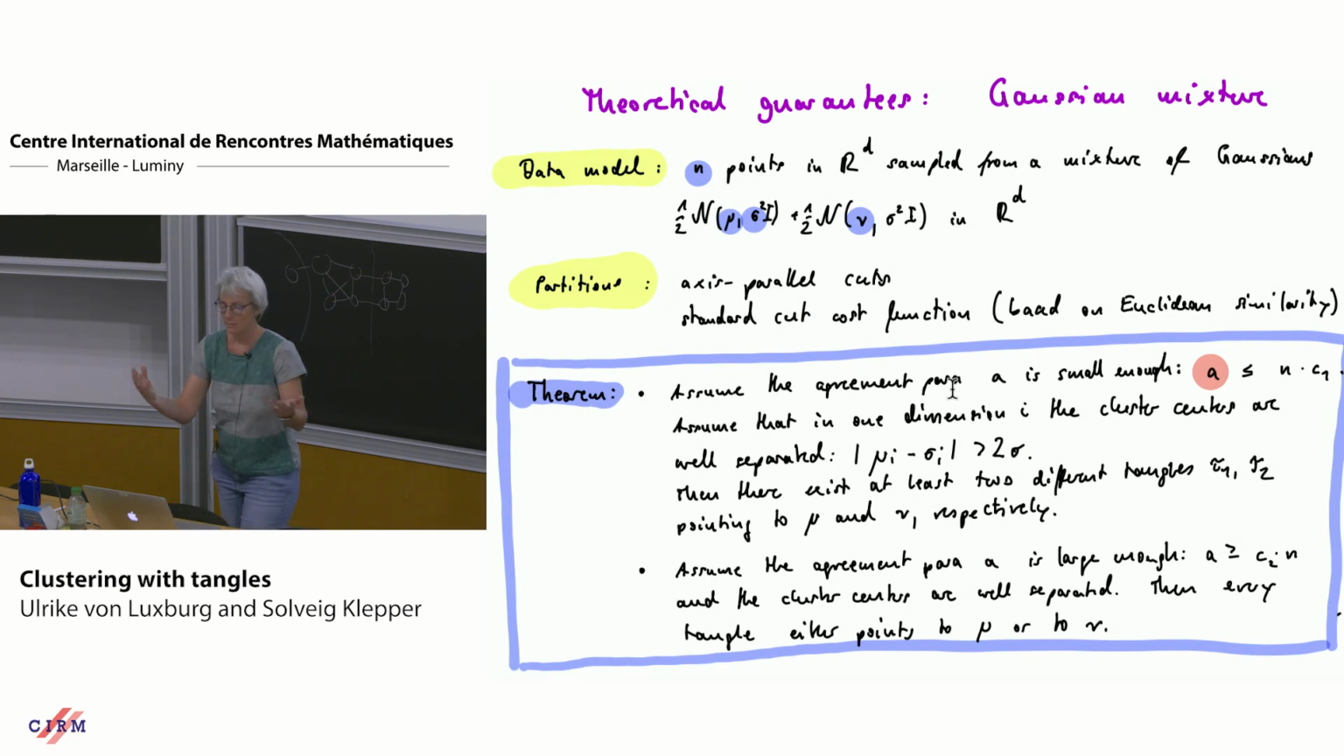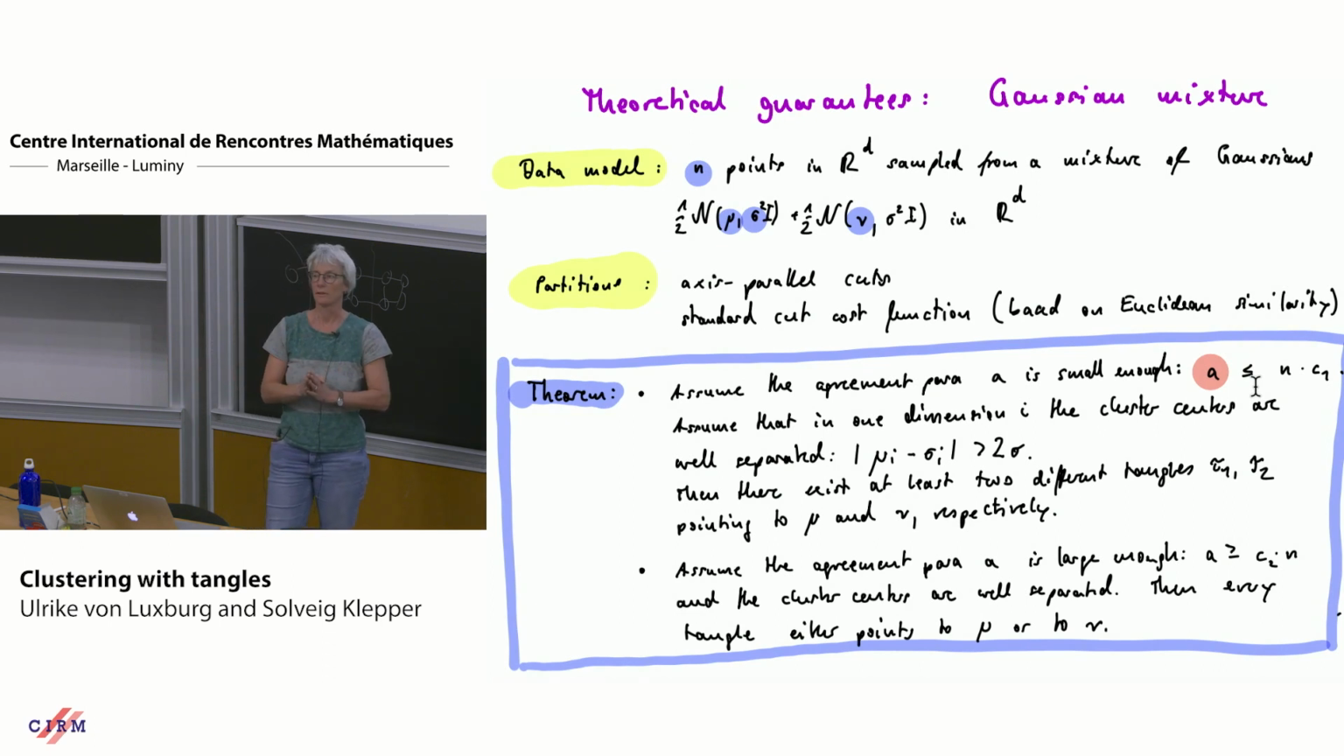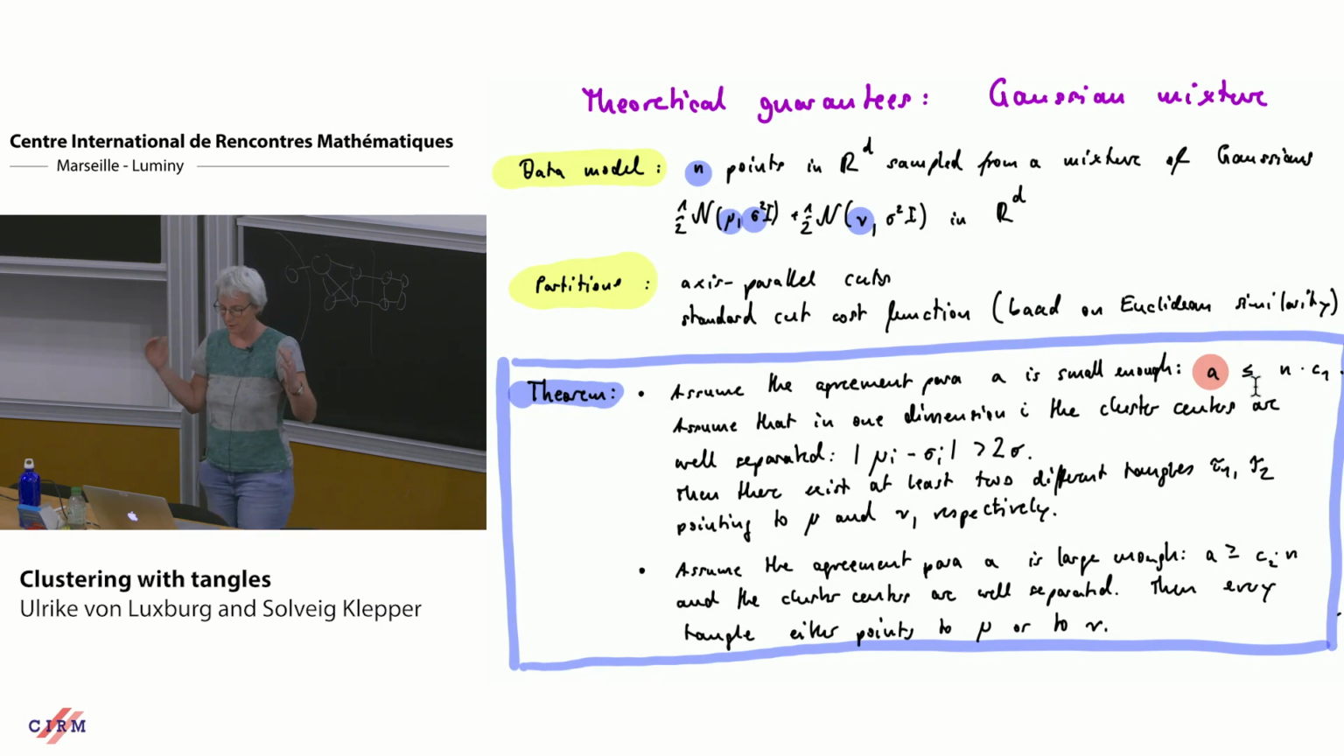And now the theorem, again, this is just a sketch, looks as follows. So assume the agreement parameter is small enough. Remember, the agreement parameter is the one that tells you how many points you want to find in your intersection. And obviously it has to be small enough, because if you say I want to have all points in my intersection, you're not going to find something. So there's a constant which I didn't put on the slide, but if the agreement parameter is small enough, that's the scenario we currently look at.